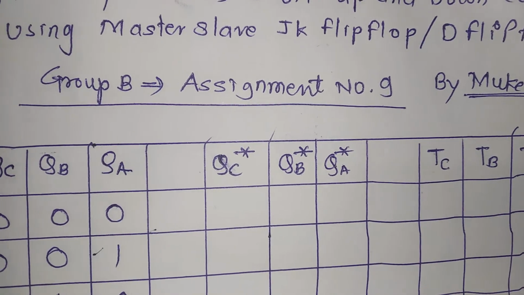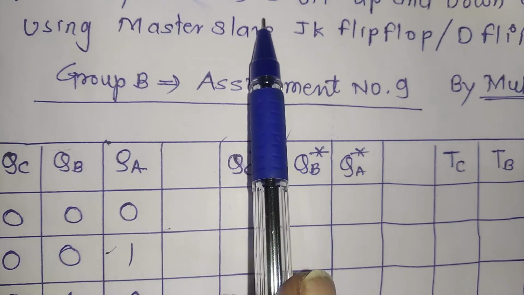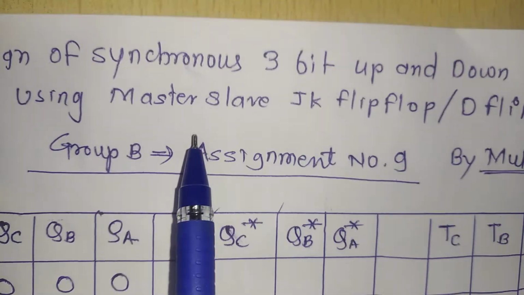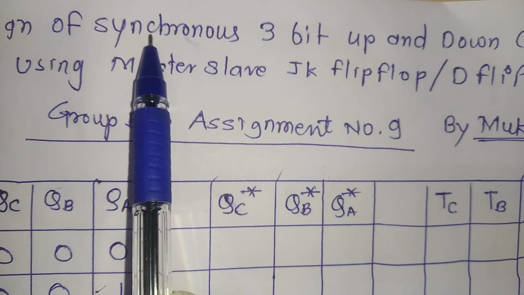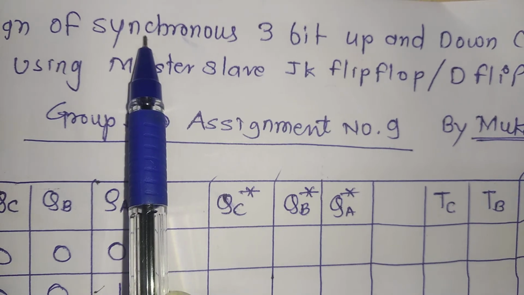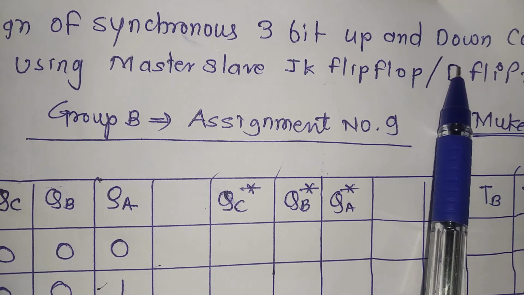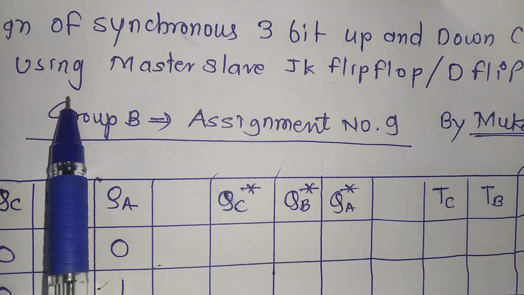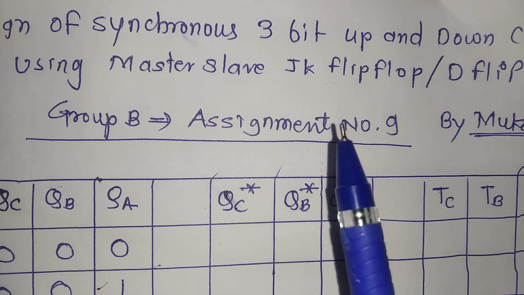Now, you can see that if there is a synchronous counter, then we need to provide the same clock to all the flip-flops. Now, it is time to use the same flip-flops for both counting purposes, that is an up counter and a down counter. Okay. So, you can use JK flip-flop or D flip-flop, also you can use the T flip-flop.